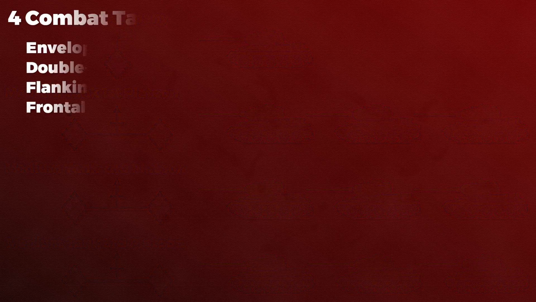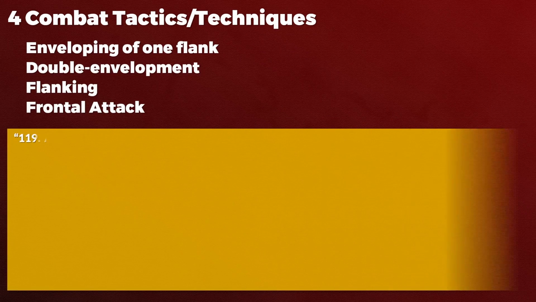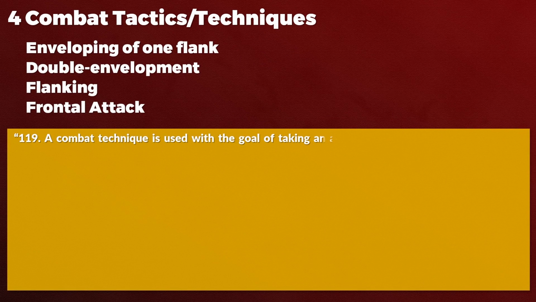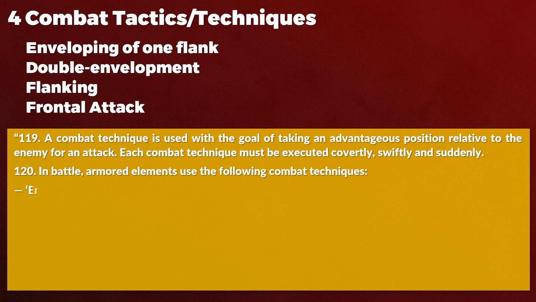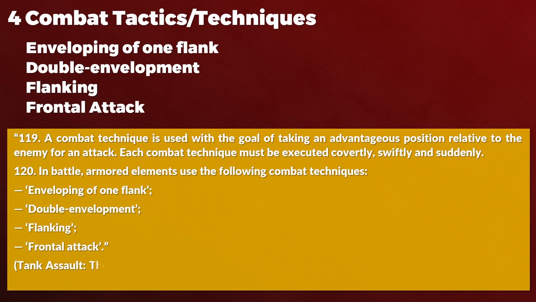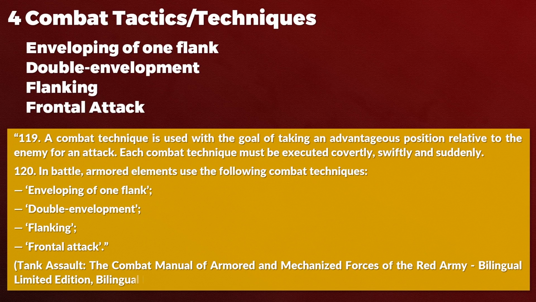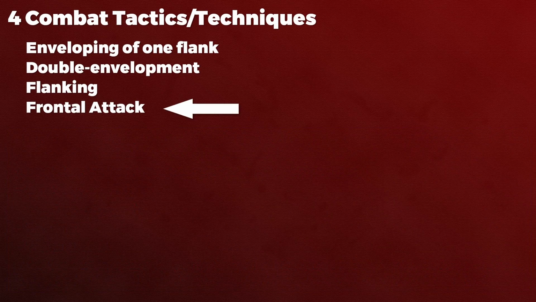The manual outlines 4 techniques. A combat technique is used with the goal of taking an advantageous position relative to the enemy for an attack. Each combat technique must be executed covertly, swiftly and suddenly. In battle, armored elements use the following combat techniques: enveloping of one flank, double envelopment, flanking, frontal attack. You can imagine the last one, frontal attack, is a bit less complicated than the other 3.